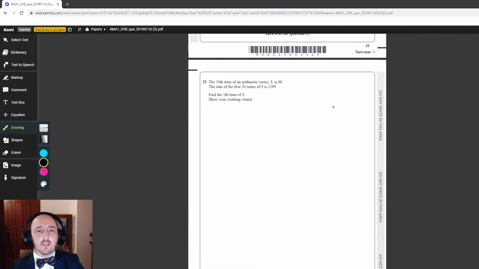Final question, 23, is another series question. So we need to know the formula for the nth term, which is a plus n minus 1 d, and the sum formula, which is given in the front of the book, n over 2 times 2a plus n minus 1 d. So the 10th term is 66. So 66 equals a, which we don't know, plus 10 minus 1 d, a plus 9d. And the sum of the first 20 terms is 1290.